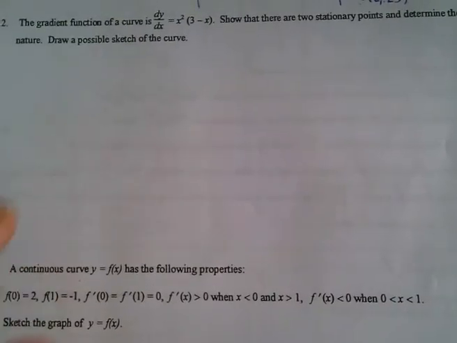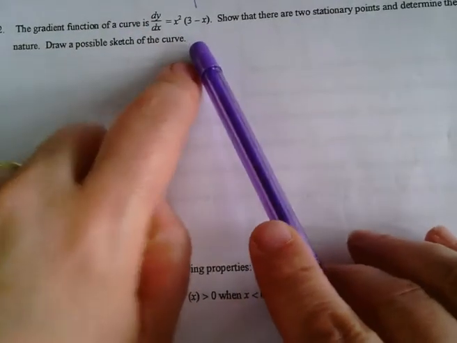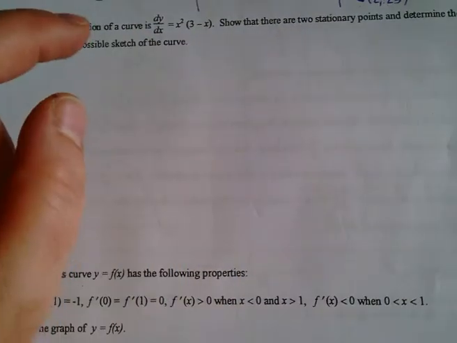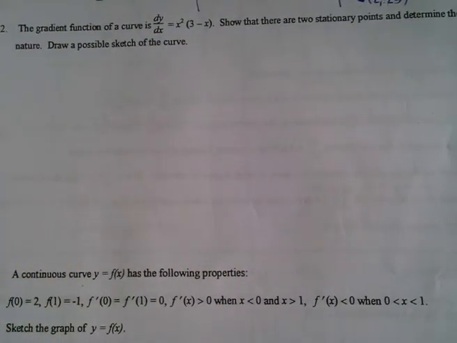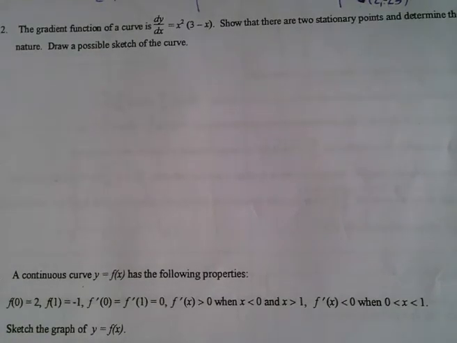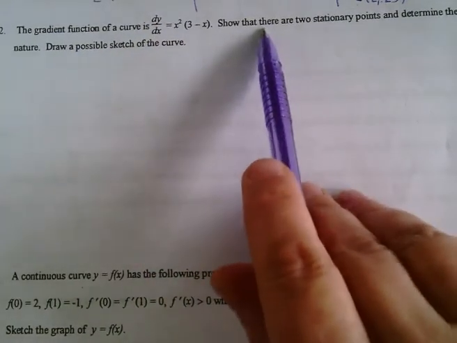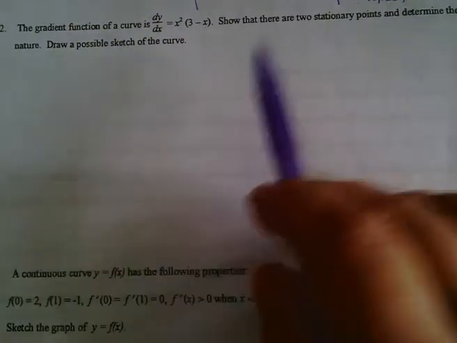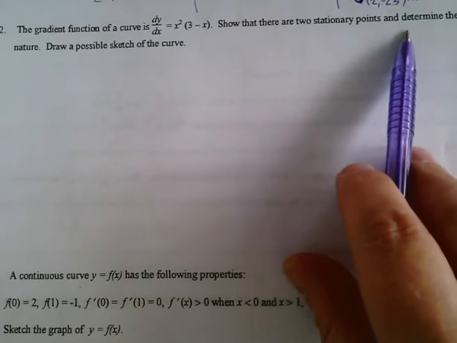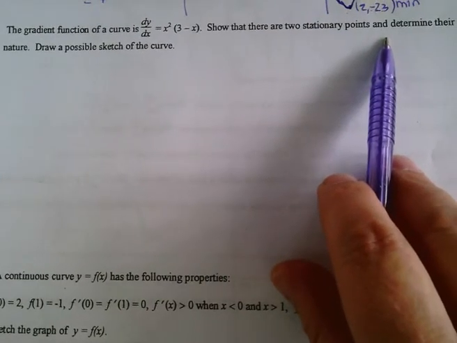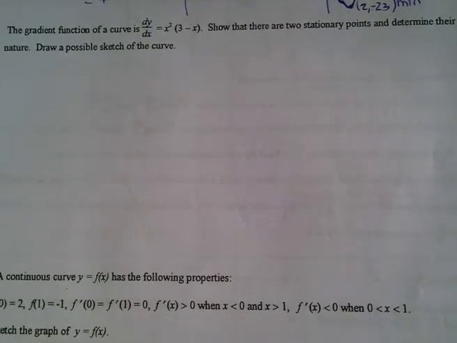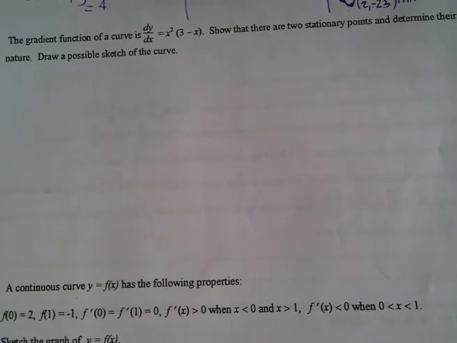One, they give me the gradient function. It's already differentiated. You can't work out the original function because you don't know how to integrate. So that'll be our next topic. Yeah. So here is the gradient function. All right. So show that there are 2 stationary points and determine their nature. So remember, when you're determining the nature of the stationary points, you're only really looking at the gradient of the curve before the stationary point, after the stationary point. Does this make sense? So, all right, let's go.